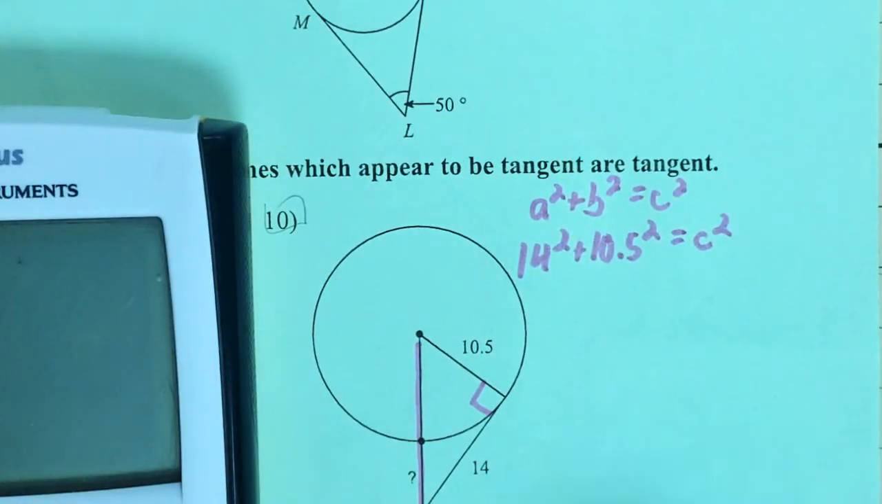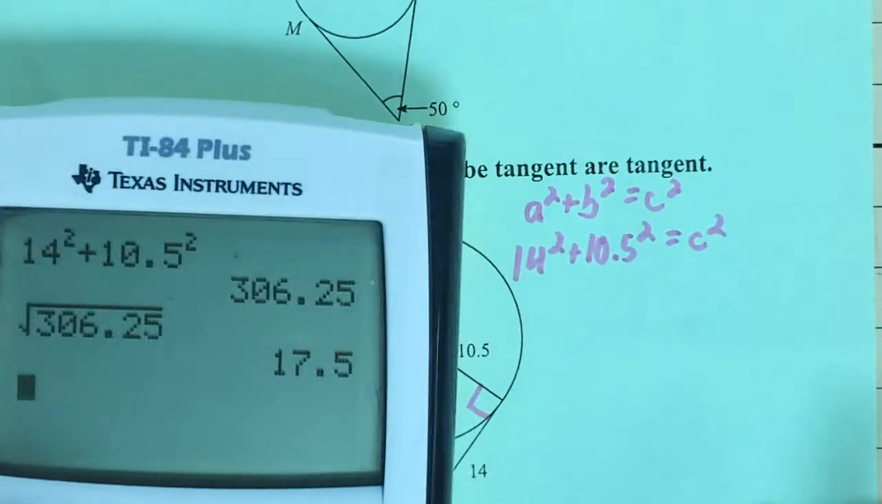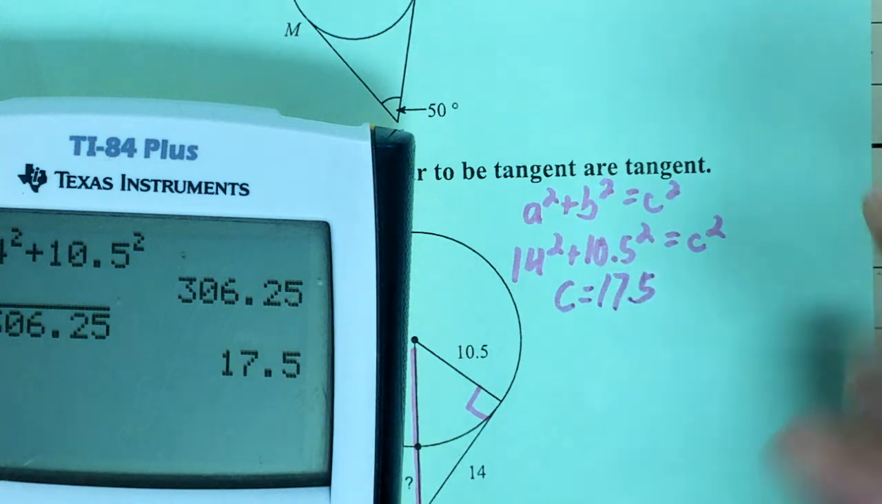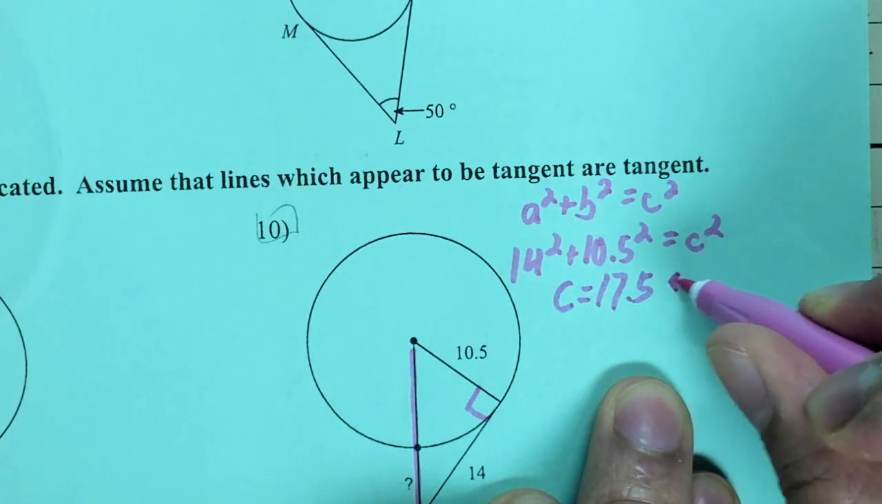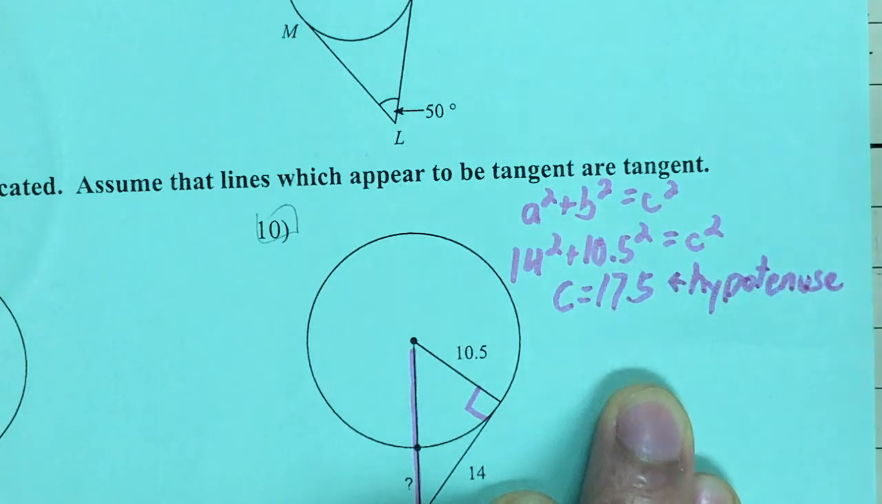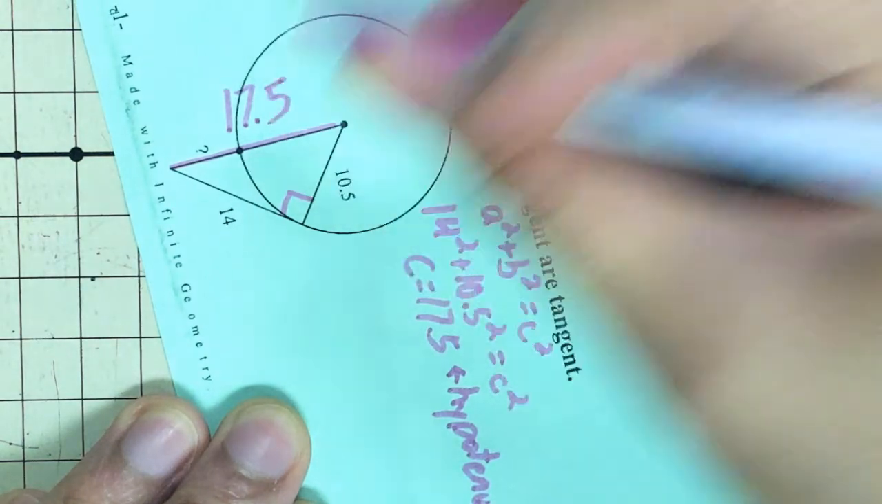Working on that. 14 squared plus 10.5 squared. Then we can square root that number, 17.5. C equals 17.5. Right here is our hypotenuse, which means over here, this entire segment is 17.5.